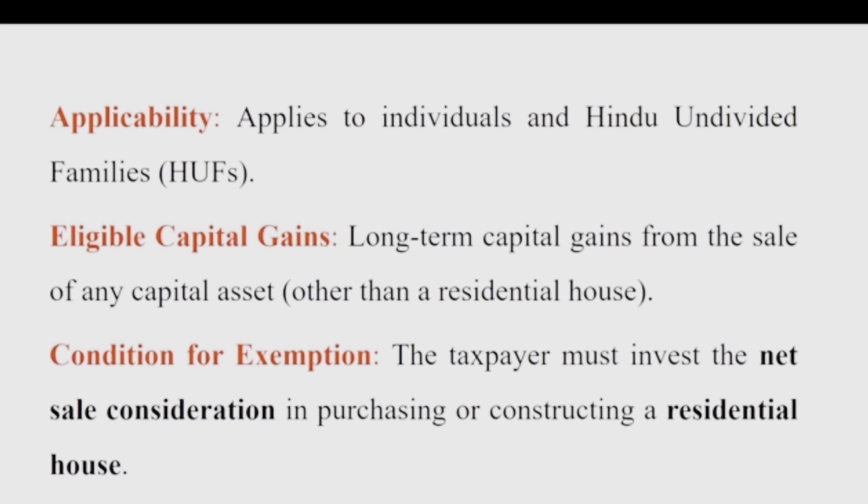Let us see what the eligibility is to claim an exemption under Section 54F. Now coming to applicability, this Section 54F applies to individuals and Hindu undivided families who have earned capital gain. The second is eligible capital gain. It covers long-term capital gains from selling any asset except a residential house. Condition for exemption: to claim exemption, the taxpayer must use the sale proceeds to buy or construct a new residential house.